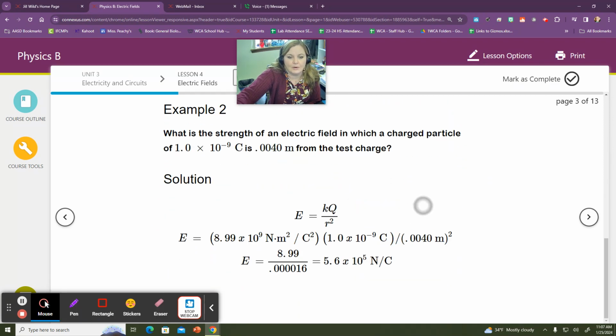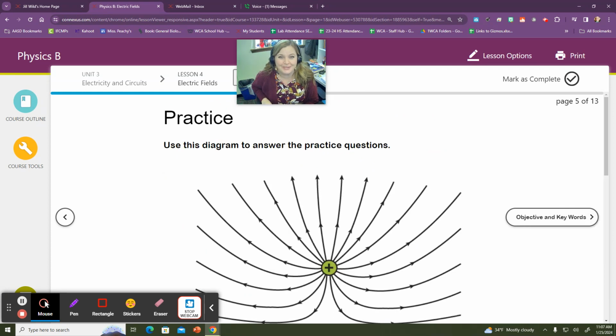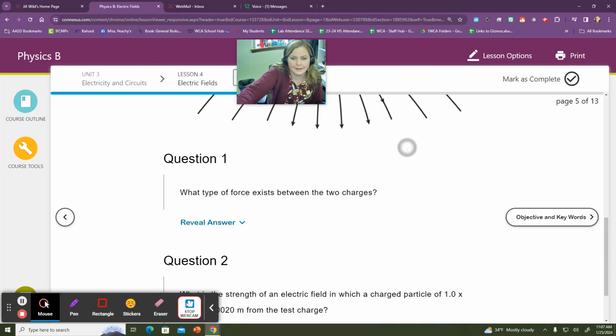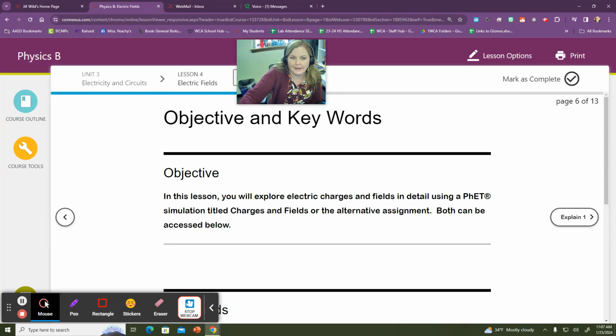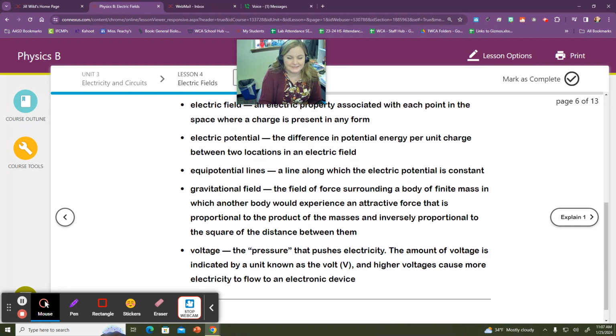All right, and that gives you some math to solve. And I know I'm not going through the math, I'm going through the concepts, but the math is really plug and play here. Easy to do, but the concepts are a bit tricky. So we've got some more key terms: electric field, electric potential, equipotential lines, gravitational field, and voltage.